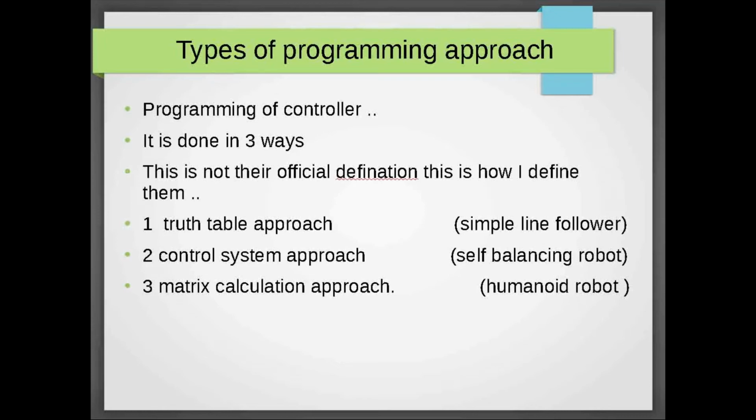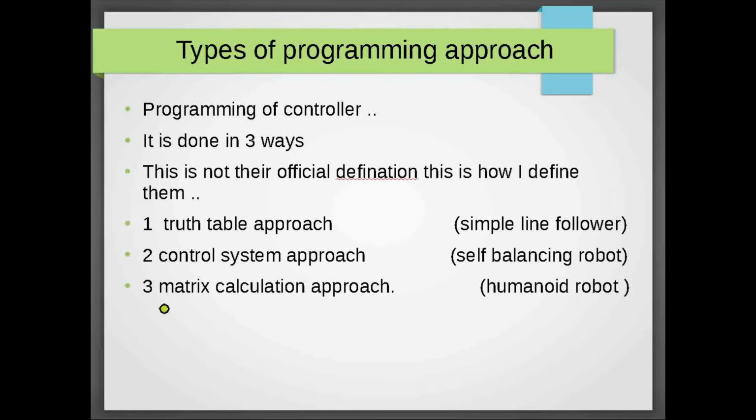Second approach is control system approach, and this is used when we are designing robots that are using variable sensors. What I mean by variable sensors is that sensors or actuators have a range in which they provide output or get input. Example of such robots is a self-balancing robot. What I mean by range is that a gyro sensor provides a range of angles that it is currently in, or in case of a motor, it requires a variable speed, that speed would be plus something or minus something.